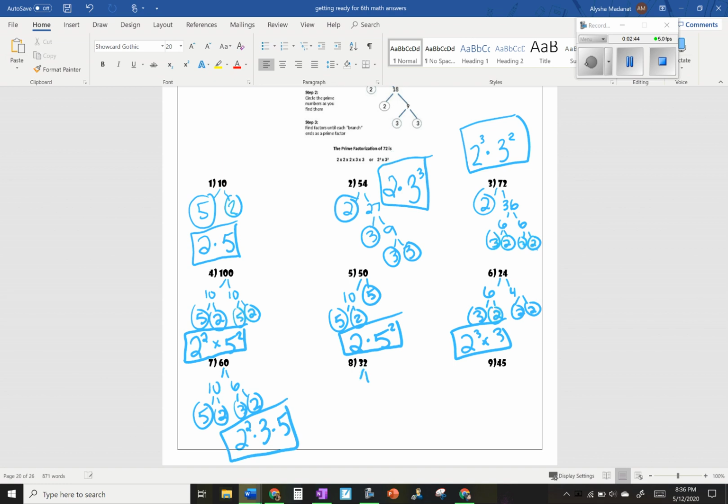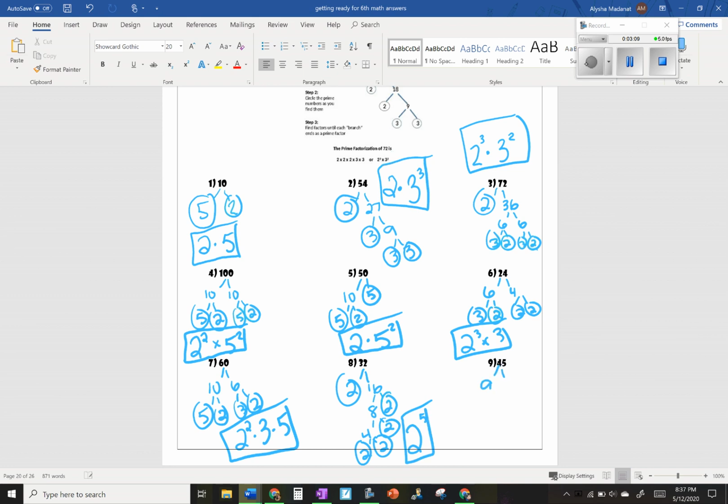32, again, you can use many factors. But again, if you're stuck and you see that it is an even one, just use an even number. So 2 times 16. 16 would be 8 times 2. 8 would be 4 times 2. And 4 would be 2 times 2. So we've got 1, 2, 3, 4, 5 2's. So your answer is going to be 2 to the 5th power.